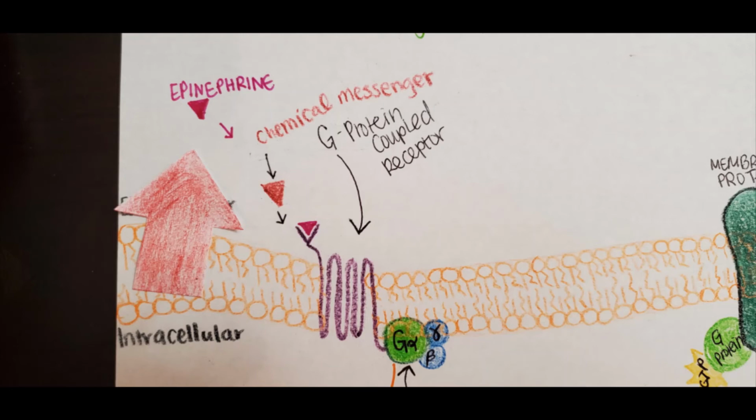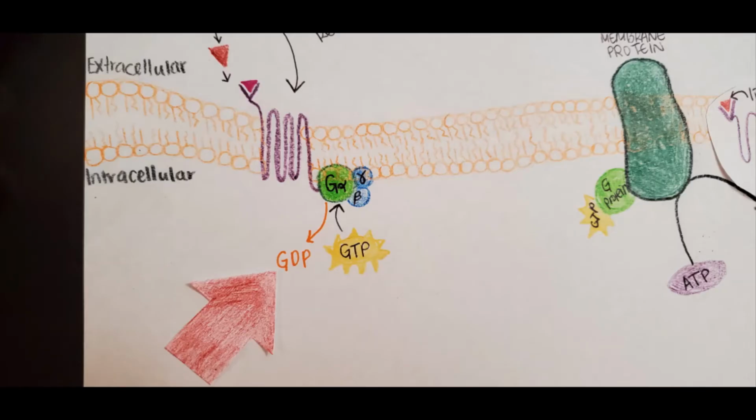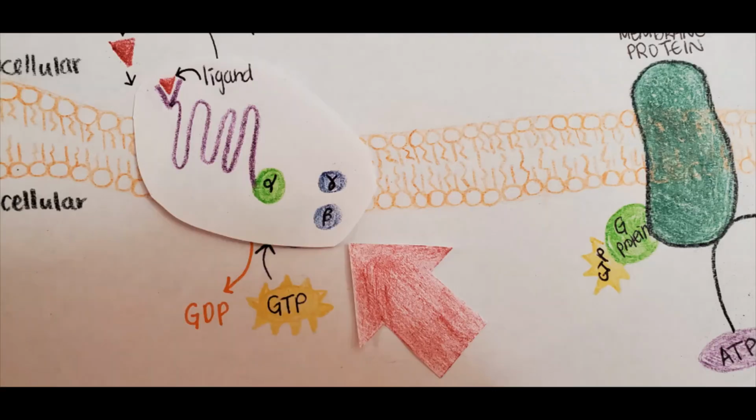Epinephrine is going to bind to our G-protein coupled receptor, acting as a first messenger. Once epinephrine binds to the receptor, the GDP that is adhered to the G-protein will be replaced with GTP. From there, the G-protein alpha subunit will dissociate from the gamma and beta subunits. With the replacement from GDP to GTP, the G-protein will be in its activated form.